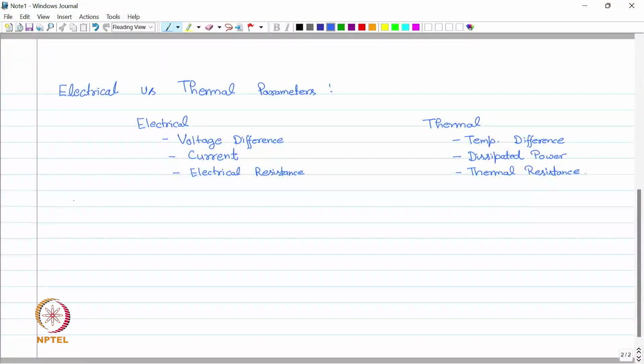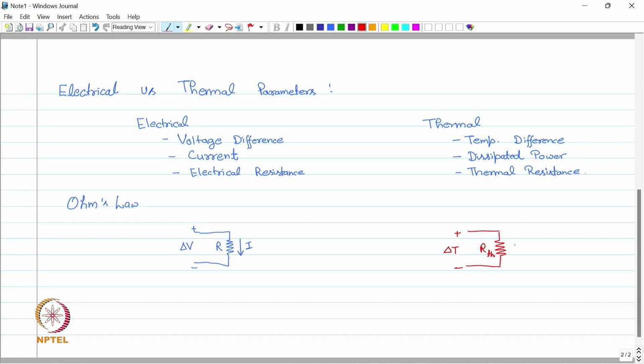For example, we have Ohm's law in the electrical system. We have a resistance, we apply a potential difference across this, positive and negative, and there is a current flow in this resistor, which is I. Similarly, if we think about the thermal network, we have a thermal resistance, which is RTH, and we apply a temperature difference across this resistance, which is delta T.